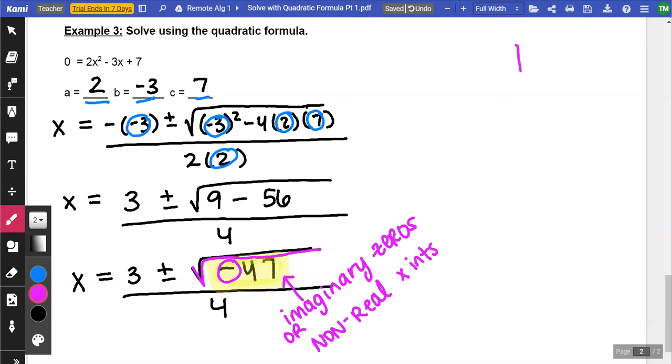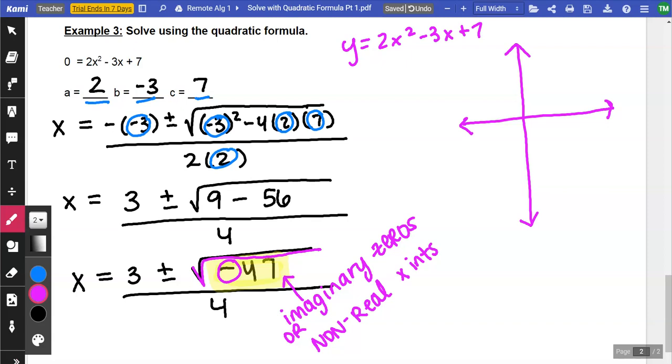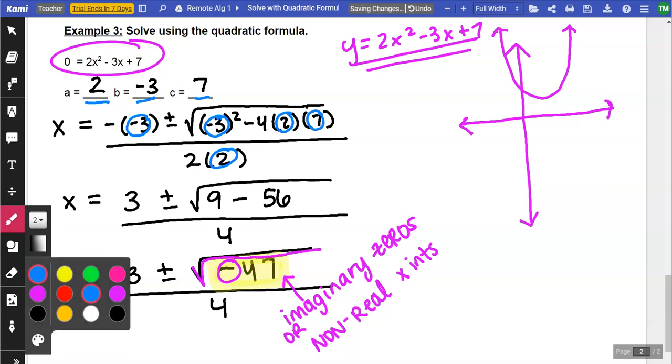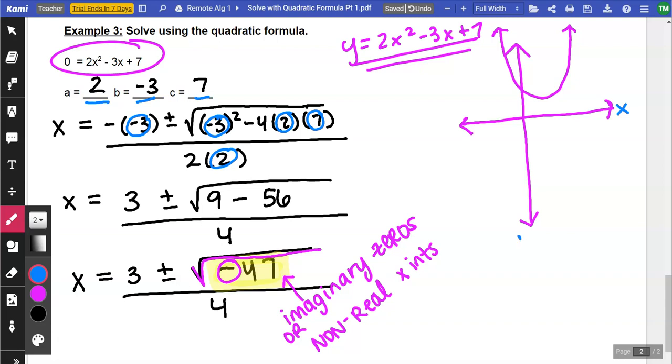And the reason why is because if you went to Desmos real quick, desmos.com, and typed in the equation y equals 2x squared minus 3x plus 7, you would see, this is just a super rough sketch, that the graph is actually above the x-axis. So here's the x-axis, here's the y-axis. This parabola is somewhere up here. Does this parabola actually hit the x-axis on the real number line? It doesn't. So that's why we have non-real x-intercepts, or imaginary zeros.